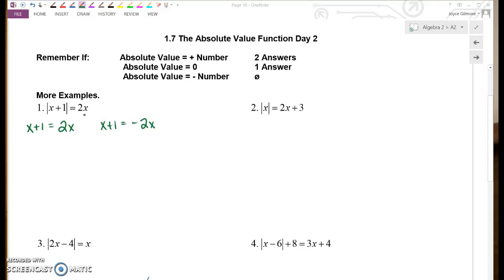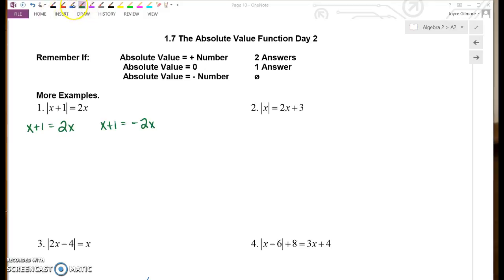The absolute value bars denote how far something is from 0, but now that it's 2x instead of 2, it's harder to think of it as like 2 units from 0. It's 2 times x units from 0. It just makes it a little more complicated. So the pattern is write two equations, one of them being positive 2x, the other negative 2x. We're going to solve both of these equations.